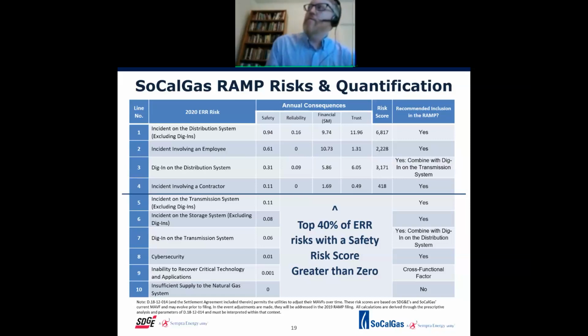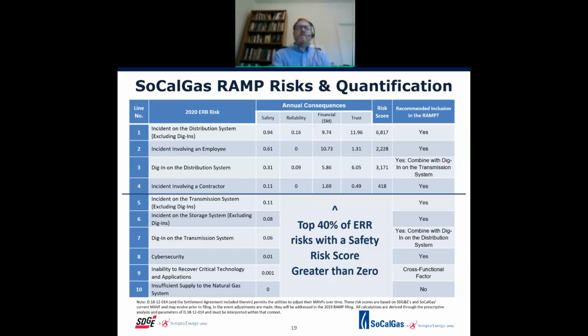Importantly, though, on the right side of the spreadsheet is the column called recommended inclusion in the RAMP. And I think people know that for the utilities, there are no hard rules about what's in or out of the RAMP. And so this is our attempt to demonstrate, as of this moment, which risks we think should be in the RAMP. You can see a lot of them are either yeses or nos, and then there are a few caveats which we can get into. Later, we summarize the yeses in another slide, but this is the risk assessment that we've undertaken.